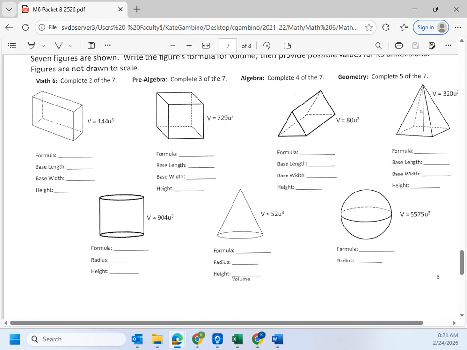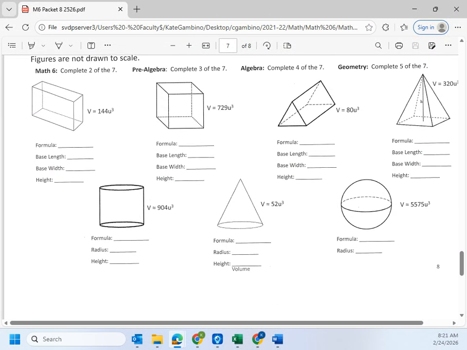Now, this is a new page. So, for Math 6, we need to do 2 of the 7 of these. So complete 2 of them.